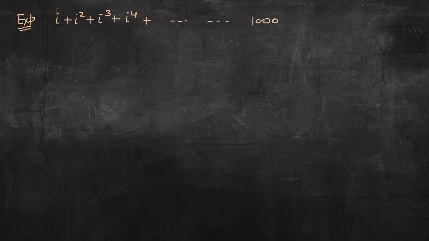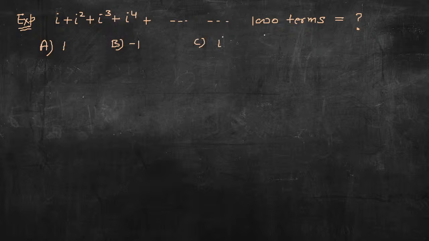Okay, and this time again you will just make your logic for this question. Eta plus eta square plus eta power 3 plus eta power 4 plus and so on. Okay, और आपको क्या करना है आपको 1000 टर्म्स कैलकुलेट करनी है. When you calculate 1000 terms, what answer will you get? Option A is 1, option B is -1, option C is iota and option D is 0.